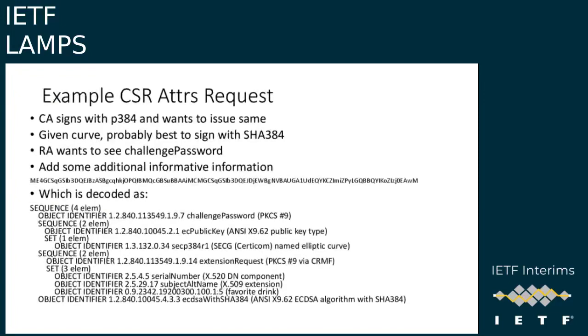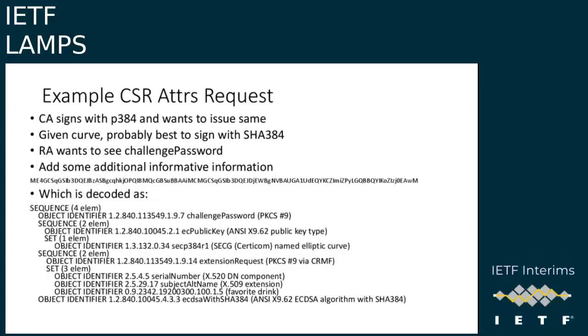So, if the example is the CA signs with P384 and he probably wants to issue the same, then it's probably best to sign with SHA-384. And if the RA wants to get a challenge password and some additional information about the client, he would generate this base64 encoded ASN.1 blob, which decodes like this.